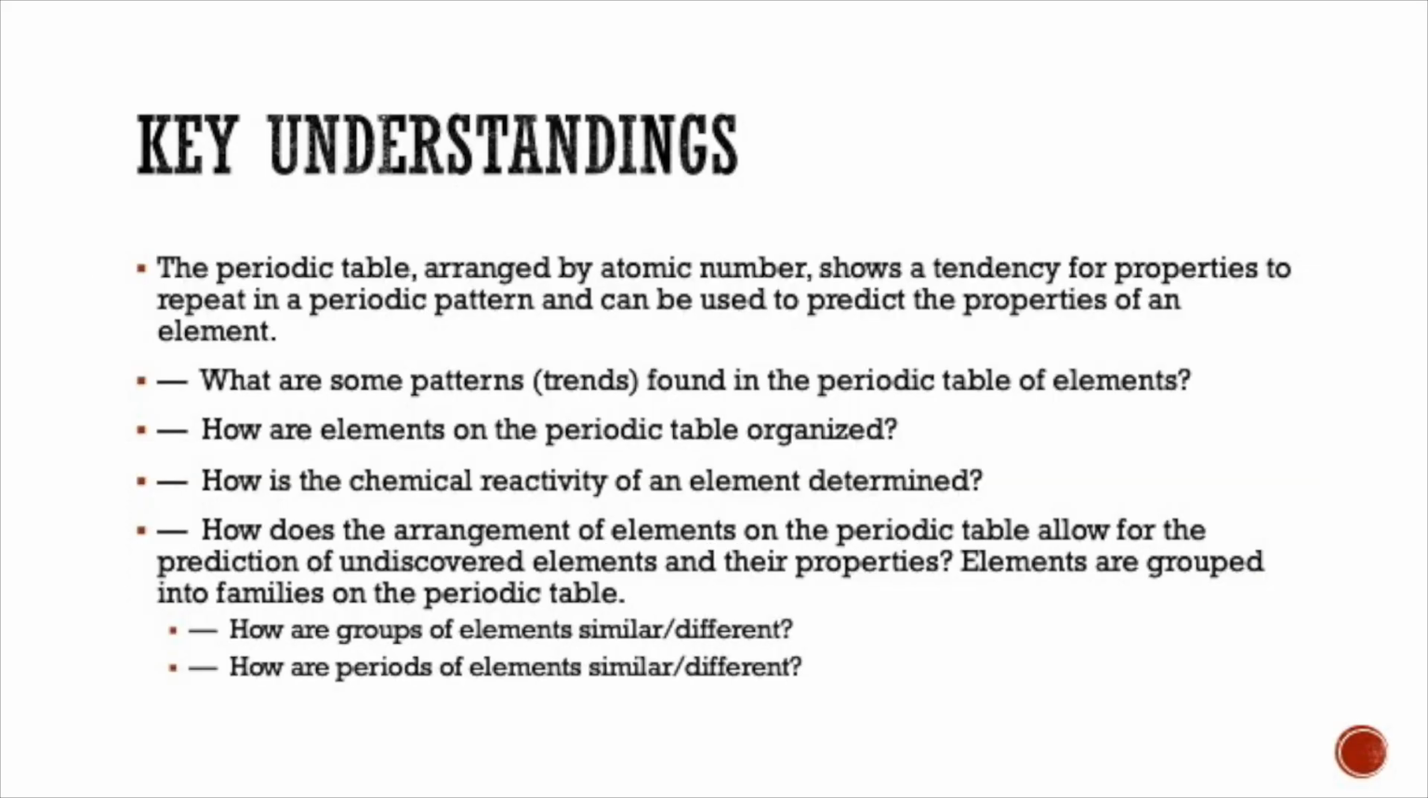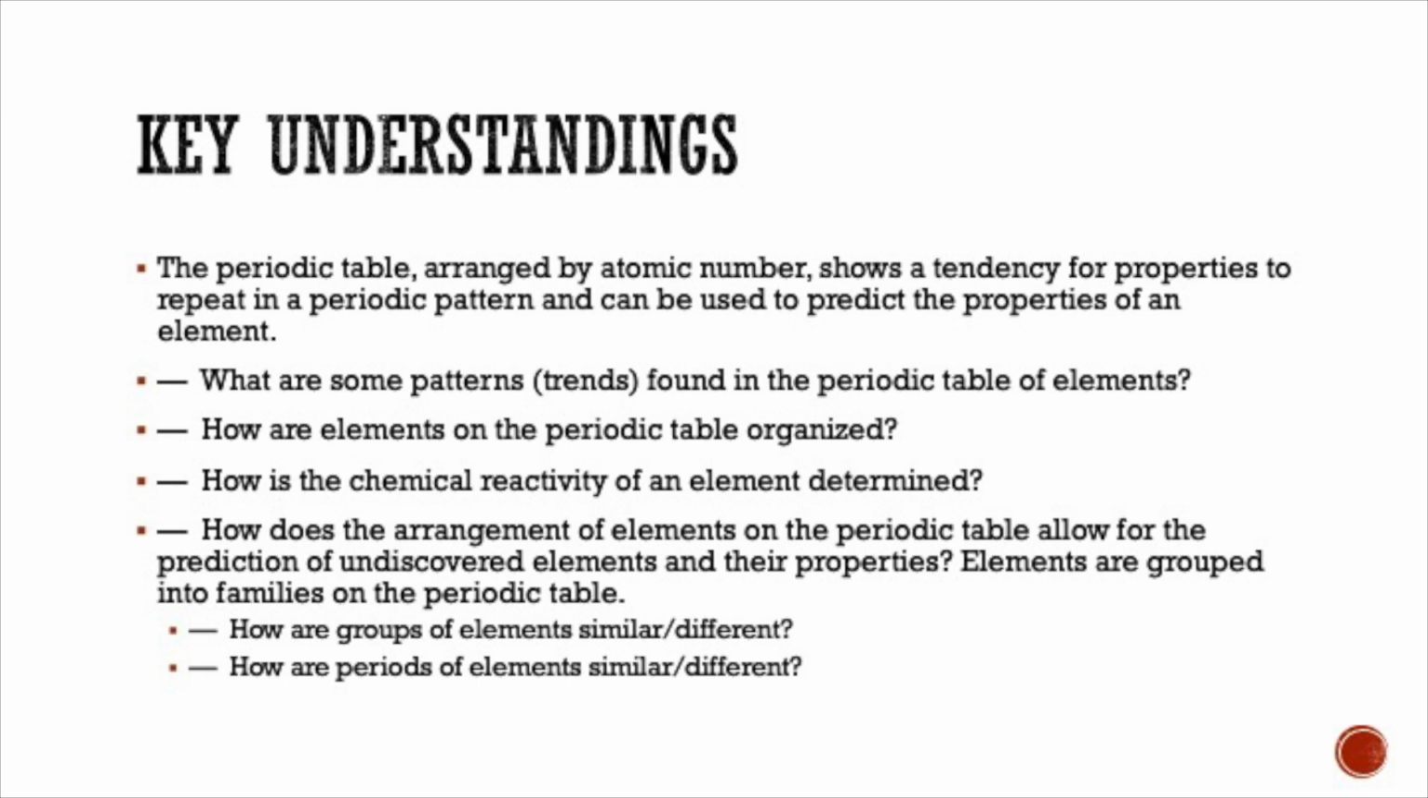So some things you need to understand by the time we're done is that the periodic table is arranged by atomic number and shows a tendency for properties to repeat in a periodic pattern. And it can be used to predict the properties of an element. So we're going to look at what are some patterns or trends found in the periodic table of elements. How are elements on the periodic table organized? How is chemical reactivity of an element determined? And then how does the arrangement of elements on the periodic table allow for the prediction of undiscovered elements and their properties?